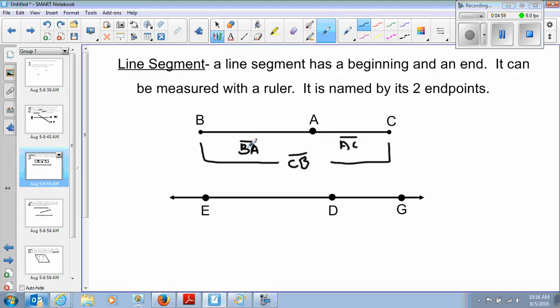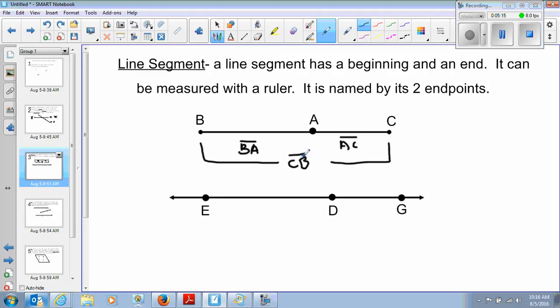But I can see when I say BA, it starts at B and stops at A. Is there more there? Yes. But if I'm just talking about that line segment right there, I call it BA, or I could call it AB. This section right here is just referring to AC.